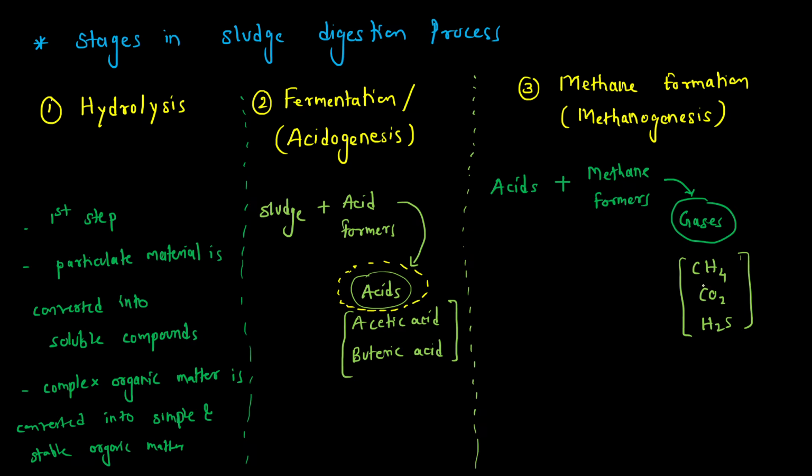Now these gases are finally produced by the reaction of acids with methane formers, and as the major gas is CH4, methane, it is called methane formation or methanogenesis. This methane is 60 to 70% of the gas, and carbon dioxide is 20 to 30%, and the remaining are other gases.